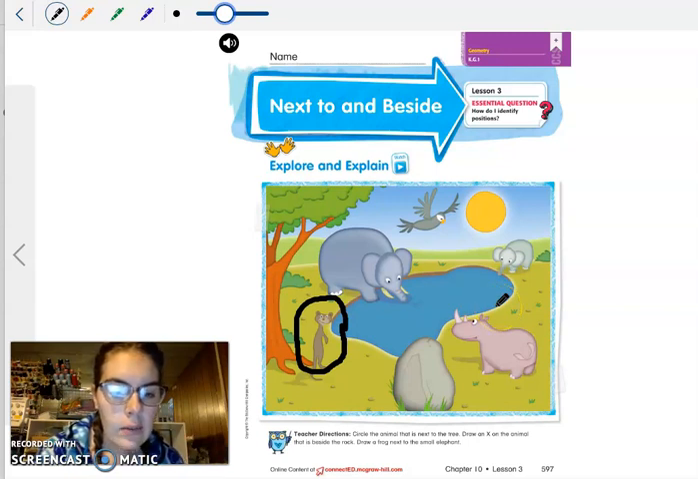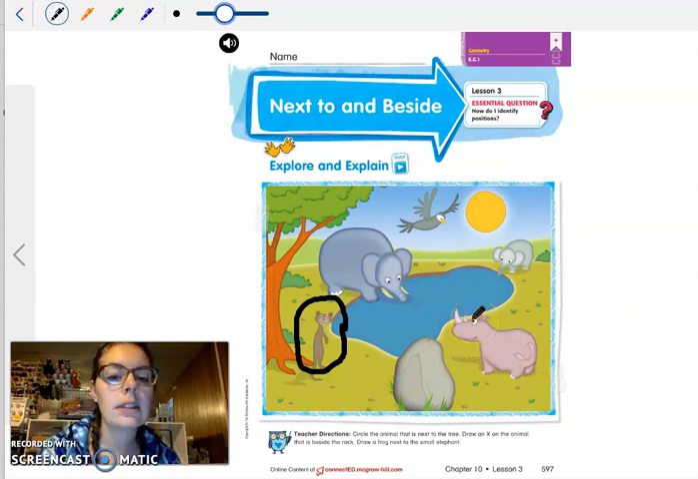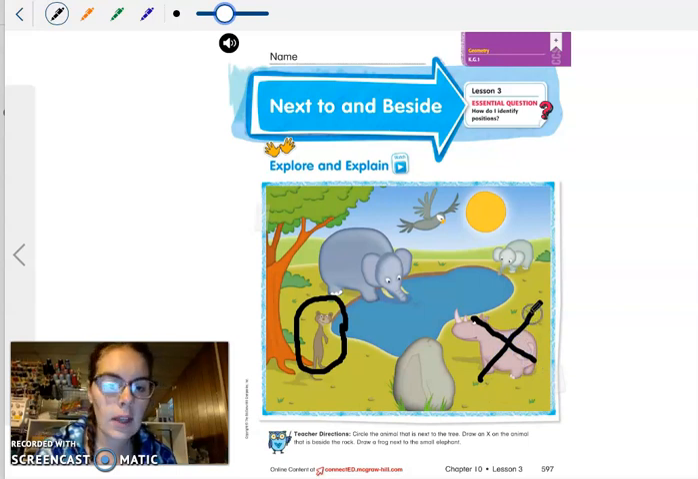All right, now we're going to draw an X on the animal that is beside a rock. So beside also kind of means next to. So here's our rock. Let's see what animal is beside. This rhino looks like it's beside, so we're going to draw an X. Okay, good job. So we're going to circle this animal and put an X over this one.